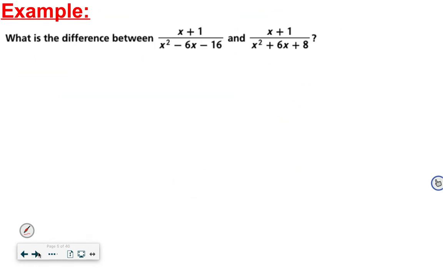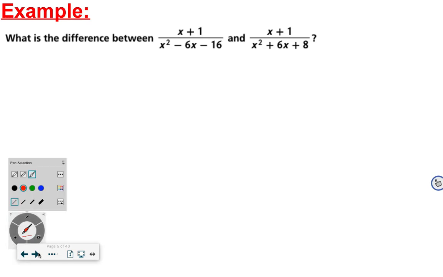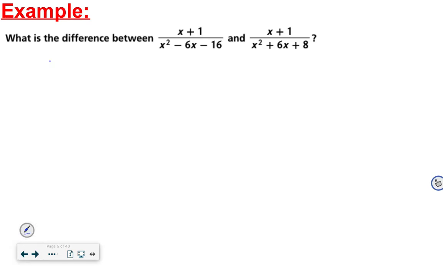Next one. What is the difference between x plus 1 over x squared minus 6x minus 16 and x plus 1 over x squared plus 6x plus 8? We are going to use the same idea. x plus 1 over, let me factorize this. How am I going to factorize? x minus 8 times x plus 2. So yes, this is the factor of this expression, negative 8 plus 2.